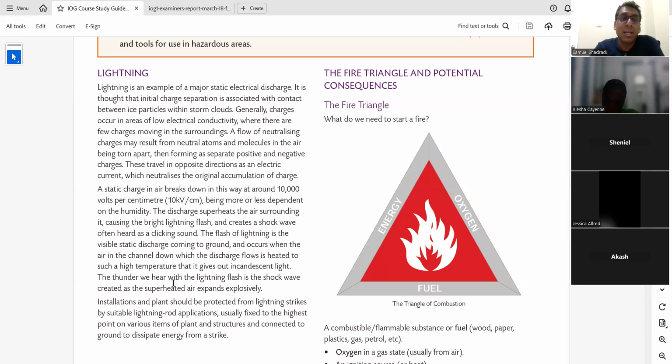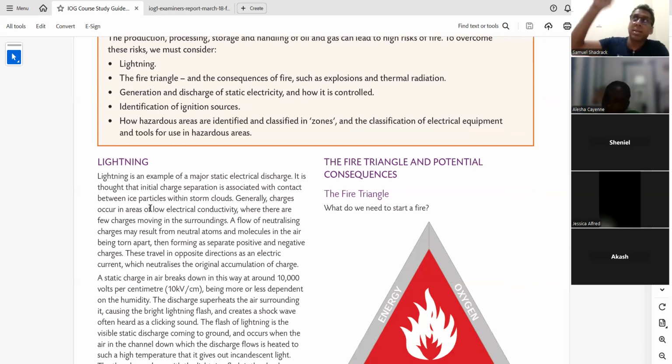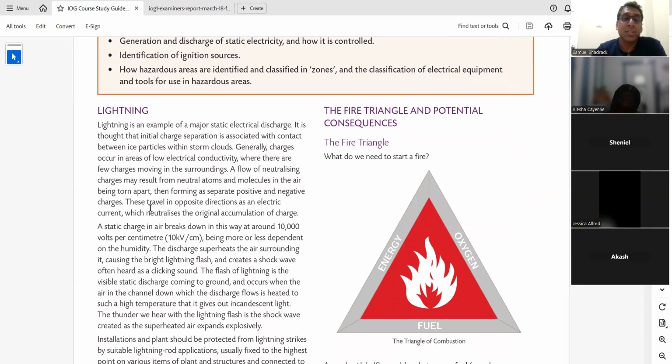The thing here could be what is a hazard of storing flammable liquids? And of course, if that tank is not earthed, if it doesn't have a lightning rod on it, which is a rod or wire connecting to the ground, it could be susceptible to lightning strike, right? So lightning is an example of a major static electrical discharge from the atmosphere. It is thought that initial charge separation is associated with contact between ice particles and storm clouds. That's just theory anyway, right?